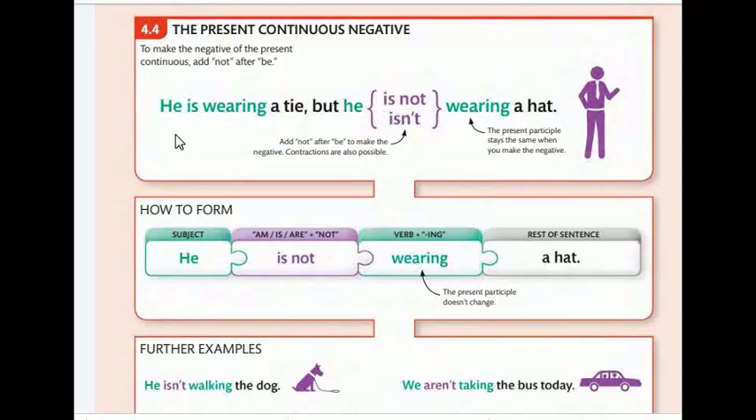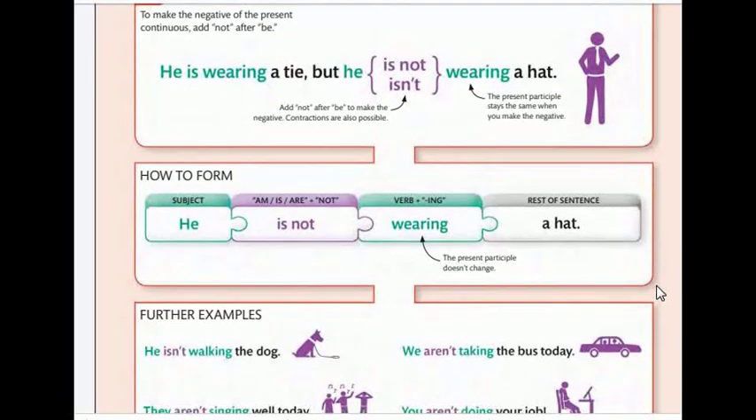So you can see that we have two parts of the sentence. The first part is positive, and the next one is negative. Okay, and we use present continuous. How to form: subject, be plus not, verb plus ing, rest of the sentence. He isn't wearing a hat. The present participle doesn't change.